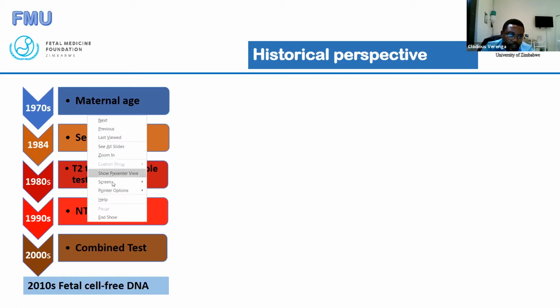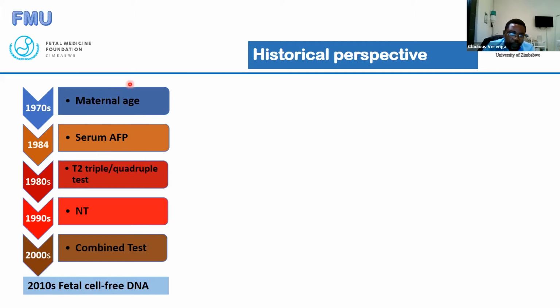But what was disappointing in the 1970s is that Down syndrome babies still continued to be born to women below the age of 35. This means the age of 35 on its own was going to exclude certain women with Down syndrome babies who are below the age of 35. So people moved on to do more research, and they came up with serum alpha fetal protein as one of the markers for Down syndrome. Again, this test was probably picking about 60 out of 100 Down syndrome babies, and it was not good enough. So people continued to research, and the triple test came in the 80s.